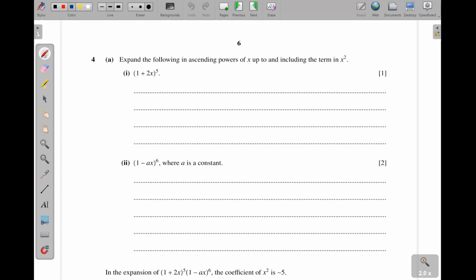Question 4 is coming from binomial expansions. Part A, expand the following in ascending powers of x up to and including the term in x squared. So we have the binomial expansion.